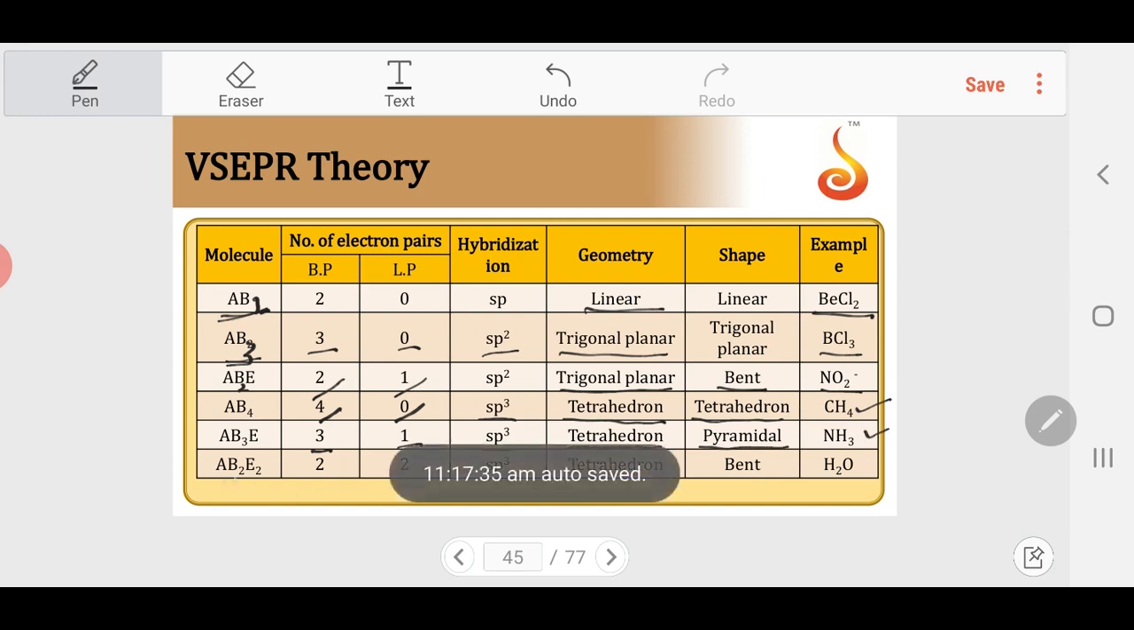If it is AB2E2, that means 2 bond pair, 2 lone pairs. Still there are 4 pairs, so sp3, tetrahedron is the geometry, and bent is the shape, and water is the example.